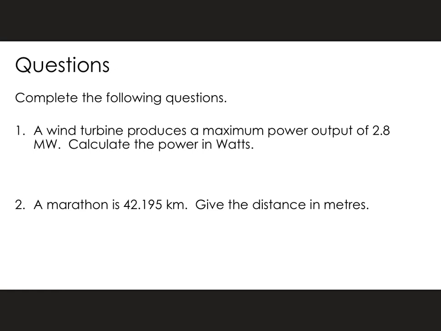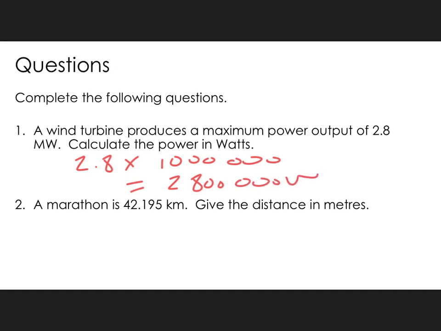Okay, and it says that the first question, a wind turbine produces a maximum power output of 2.8 megawatts. Calculate the power in watts. So we've got mega. If you remember back on the previous slide, that was 1,000,000 watts. So to do this question, I'm going to take the 2.8. I'm going to multiply that by 1,000,000. And that will give me my answer, which is 2,800,000 watts.